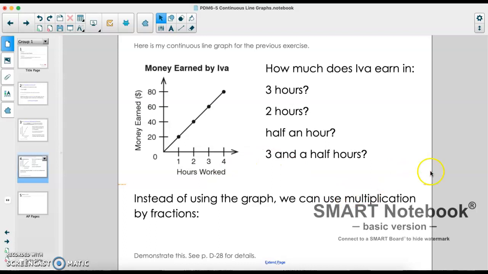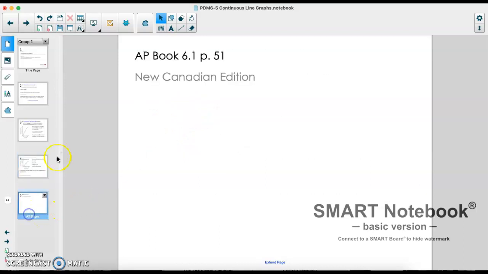It's not a ton of questions on page 51, but they do all focus on recognizing the difference between broken line graphs and continuous line graphs, and then using the continuous line graphs to find value points in between. So this is the practice. It's not a ton of math today.